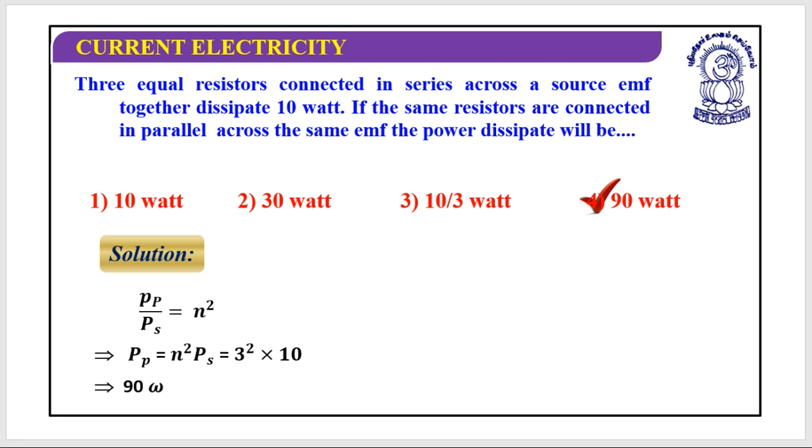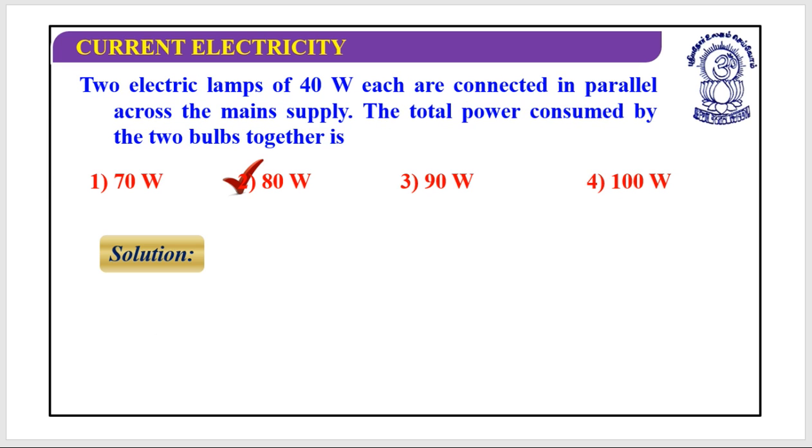What does it say? It says that three equal resistors are connected in series. Yes, this is the same question that we have already discussed. Yes. Next question.